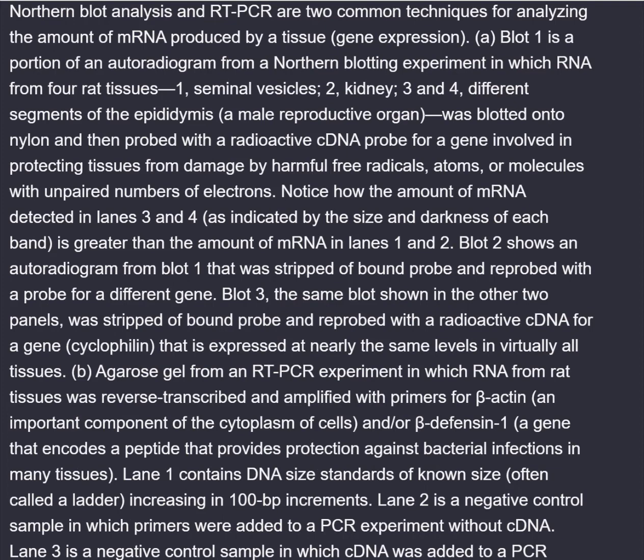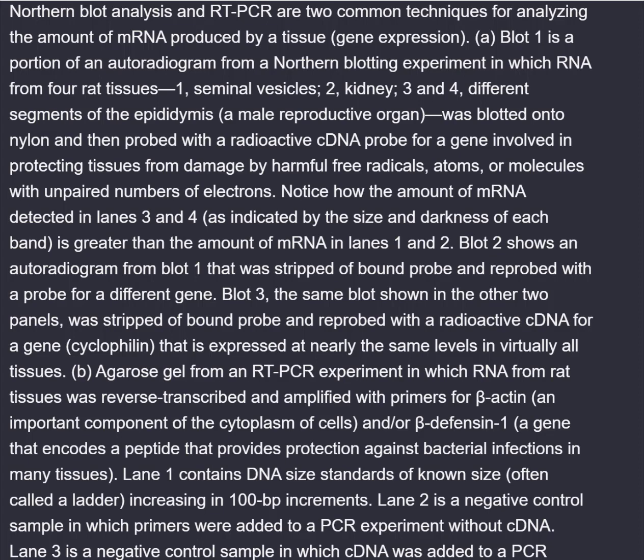Northern blot analysis and RT-PCR are two common techniques for analyzing the amount of mRNA produced by a tissue, or gene expression. Blot 1 is a portion of an autoradiogram from a northern blotting experiment in which RNA from 4 rat tissues (1, seminal vesicles; 2, kidney; 3 and 4, different segments of the epididymis, a male reproductive organ) was blotted onto nylon and then probed with a radioactive cDNA probe for a gene involved in protecting tissues from damage by harmful free radicals, atoms or molecules with unpaired numbers of electrons.